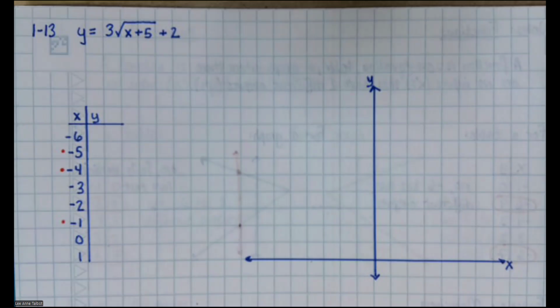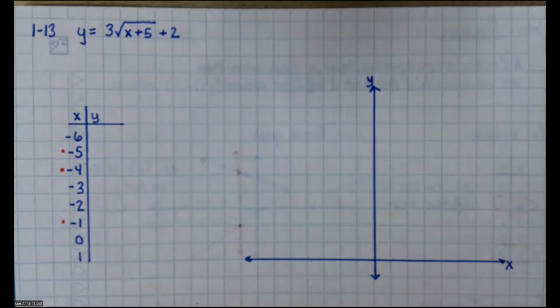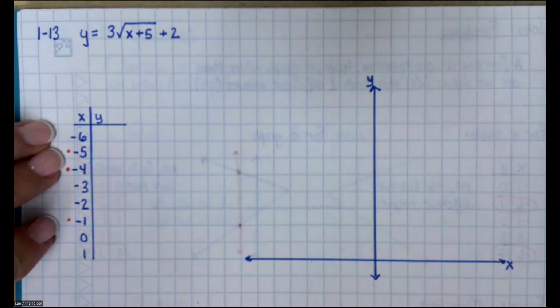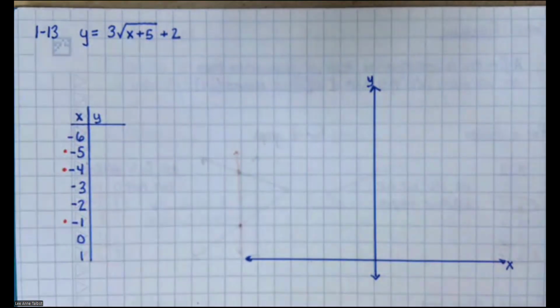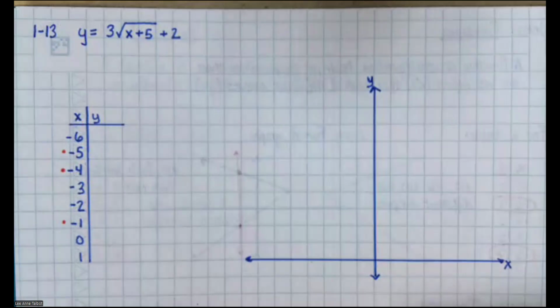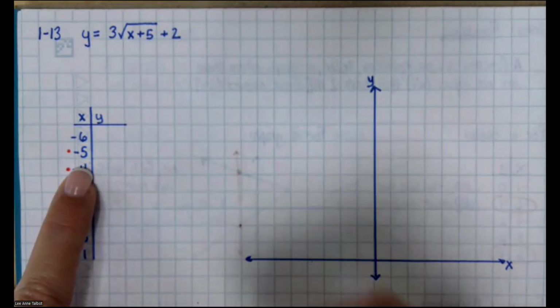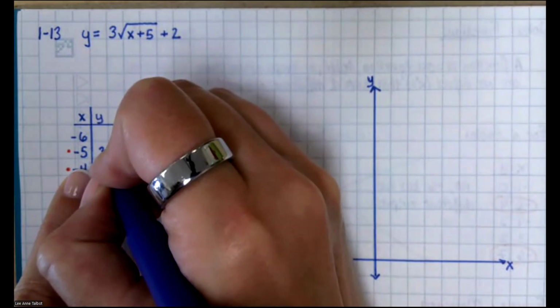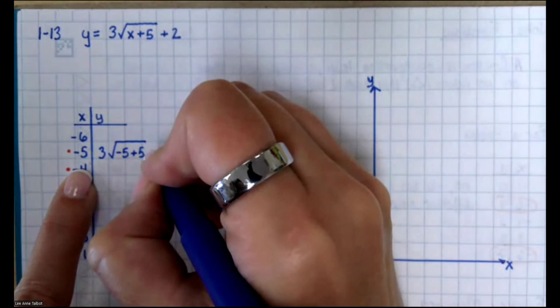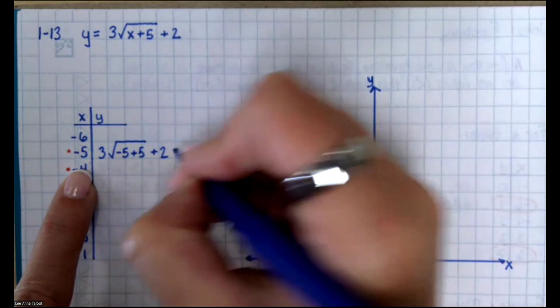Okay. So, the first thing I want you guys to notice is I put little red dots next to these three x values. And that's because those are the ones that are going to come out as a whole number. We're going to use our mental math skills to do these three in the table. So for this one, I'm going to say 3 times the square root of -5 plus 5 plus 2.